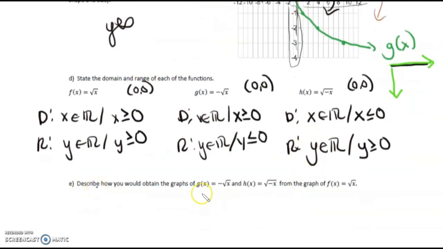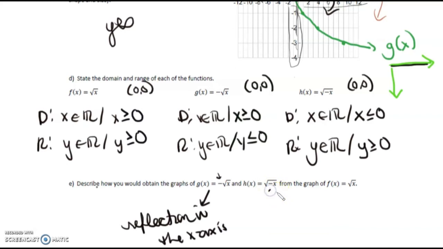So what would we say? If the negative sign is in front of the function, this is a reflection in the x-axis. And if the negative sign is inside the function with the x, this is a reflection in the y-axis.